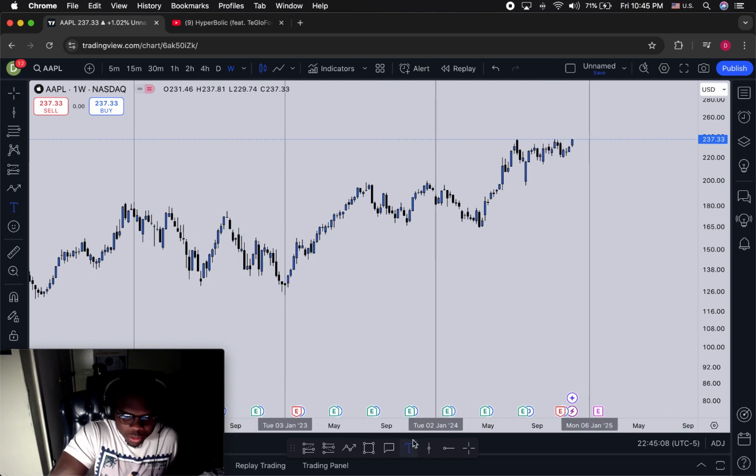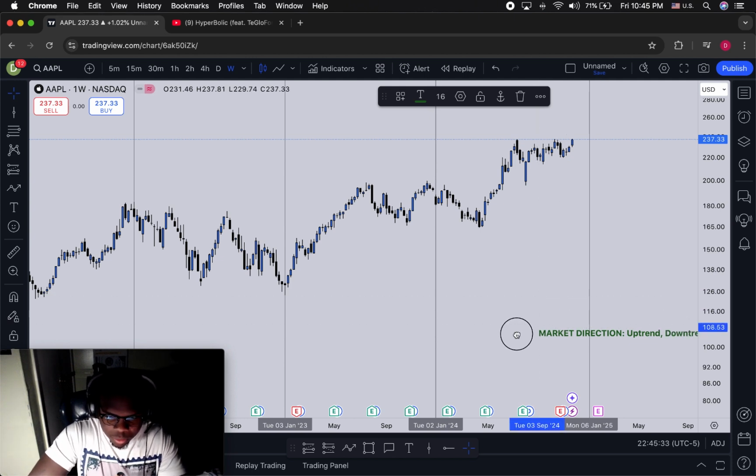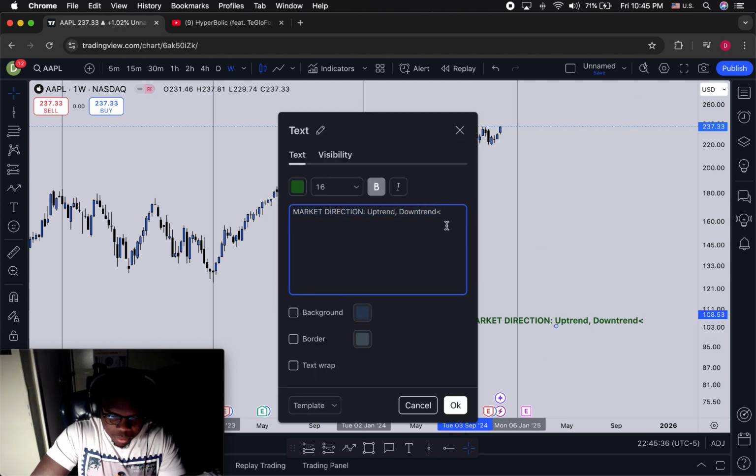So again, the market direction, I'm going to write it down again. Market direction: uptrend, downtrend, range. Range means sideways or consolidating.